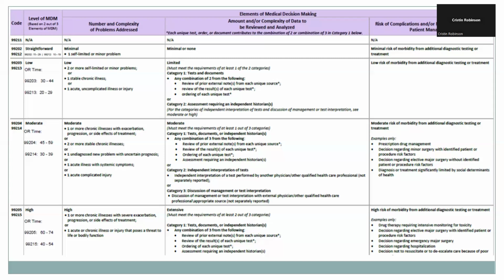Okay, so like I said, here is a screenshot of the medical decision making table. It has your codes to the far left, the level of medical decision making. It has your number and complexity of problems addressed. It has your data column, and then it has your risk column. And each of these equate to the 4 types that we discussed: straightforward, low, moderate, and high.